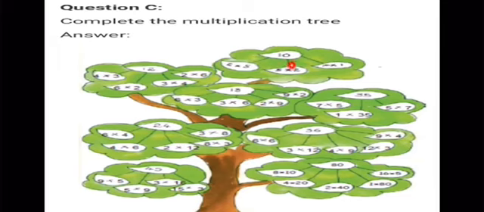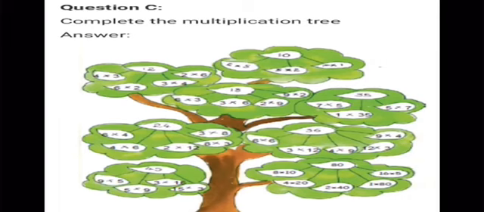Now for 10. So 10 also 5 2s are 10 and 2 5s are 10 and 10 1s are 10. Now for 18, 6 3s are 18 and 3 6s are 18. 2 9s are 18 and 9 2s are 18. For 35, 7 5s are 35, 5 7s are 35 and 1 multiplied by 35 is 35. 24, 6 4s are 24, 4 6s are 24. 2 into 12 is 24, 8 3s are 24 and 3 8s are 24. So the answer we are getting is 24.